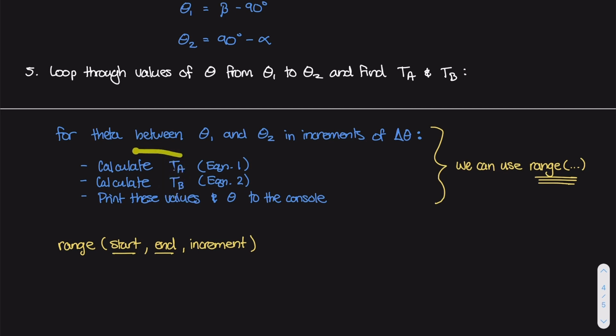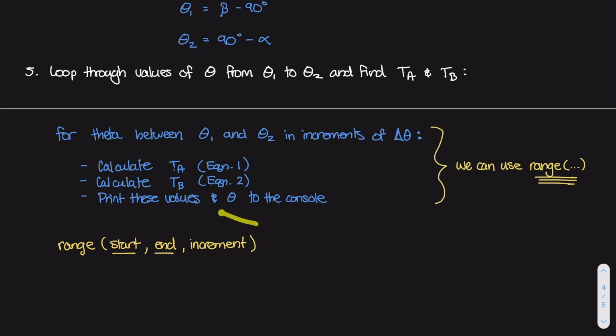And then we can simply print those values to the console for every iteration of theta, and that should solve the problem, right? The problem just asked for the tensions in both cables for every value of theta between theta 1 and theta 2. So, okay, how are we going to write this for loop?